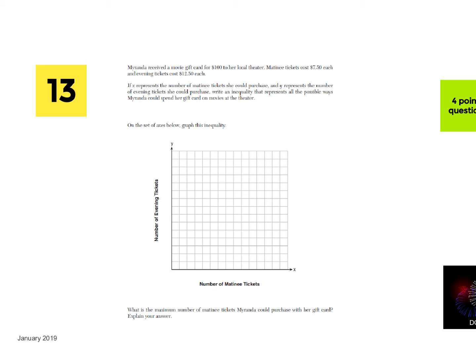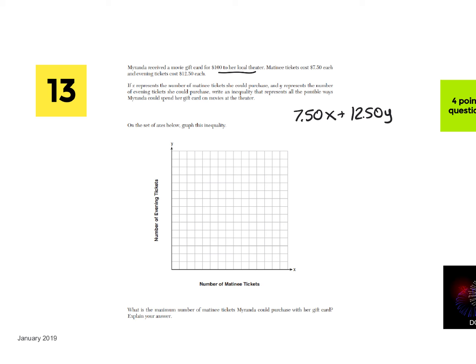So they've given you the variables. They say X is the matinee tickets, Y represents the evening tickets. So matinee tickets are $7.50 each. So you would say, okay, $7.50 for my matinee tickets, and evening tickets are $12.50. And that is Y, and it says she has $100.